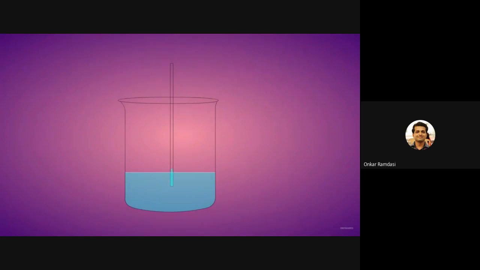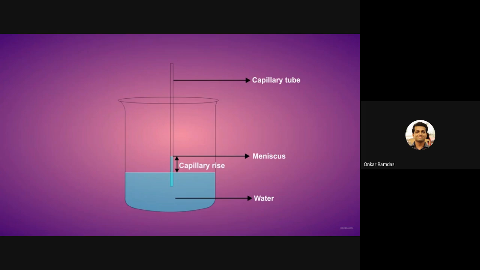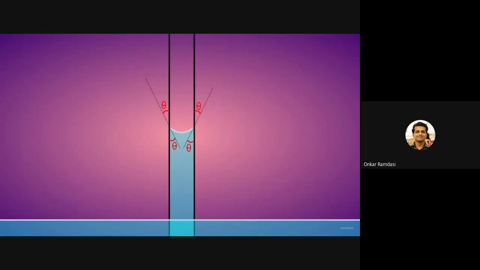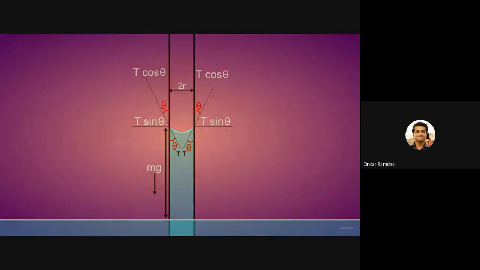Principle. When a capillary tube is dipped in water, the water rises through the tube and makes a concave meniscus with the tube. The weight of the liquid below the meniscus is supported by the surface tension of the liquid acting around the circumference of the point of contact.